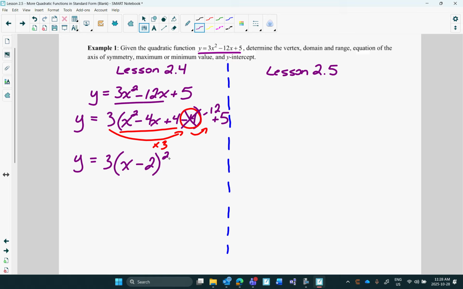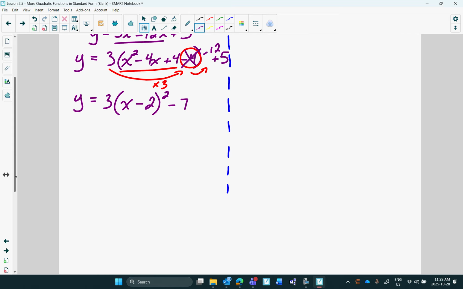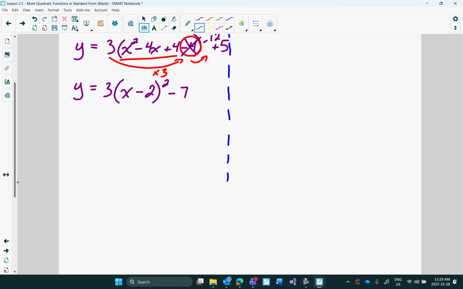Do you notice a quick way to factor these perfect square trinomials? It's always half the middle term. And then minus 12 plus 5 gives me negative 7. So therefore, I am ready to state a whole bunch of stuff. What's the vertex of this one now that we've got it in vertex form? Positive 2, negative 7.